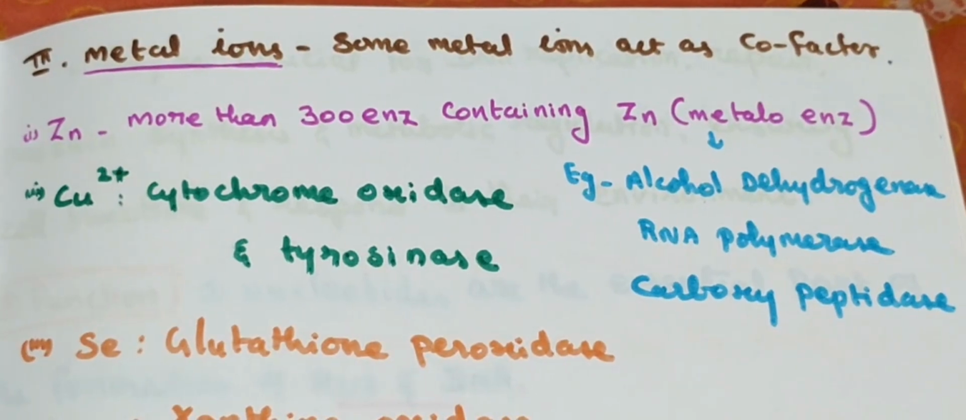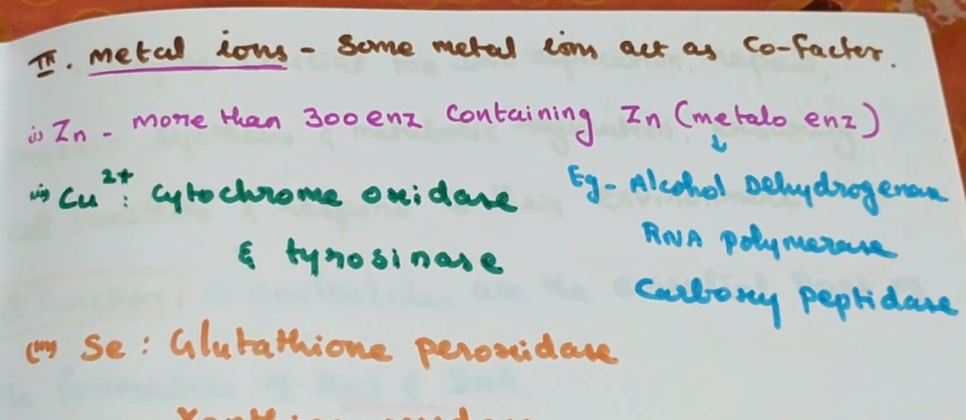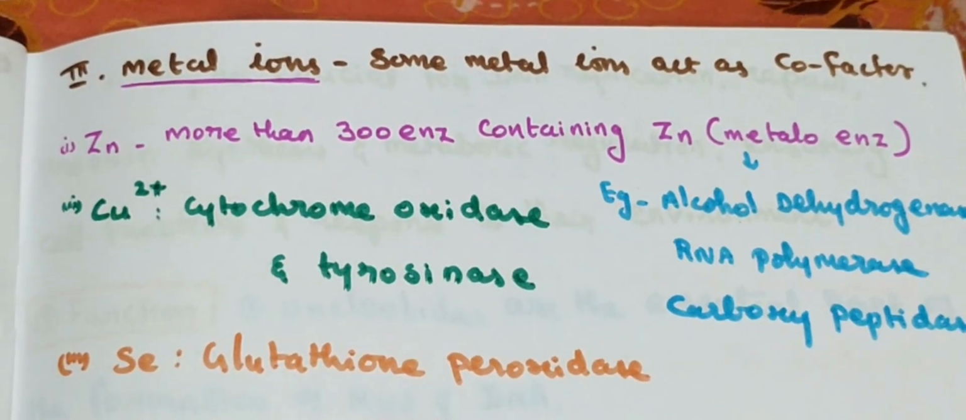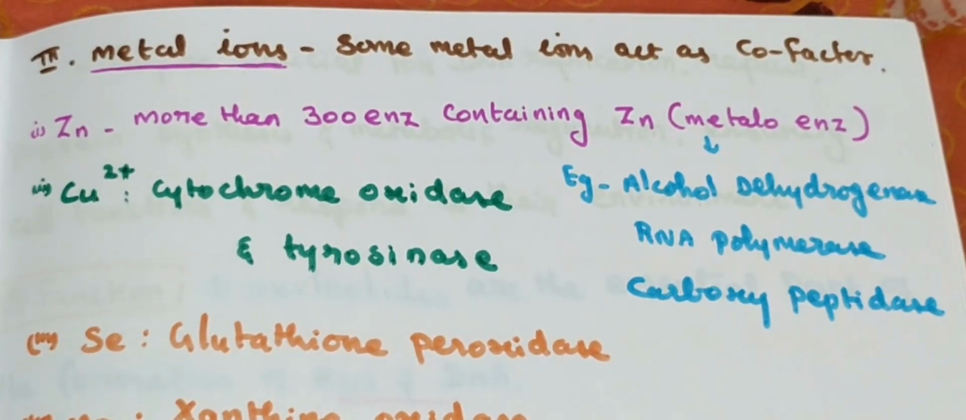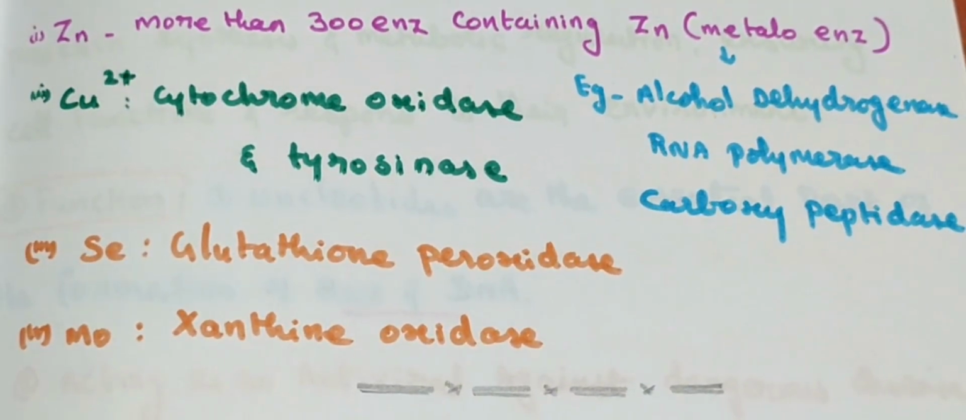These are the enzymes that involve metal ions. So here zinc, copper, selenium and molybdenum act as cofactors.